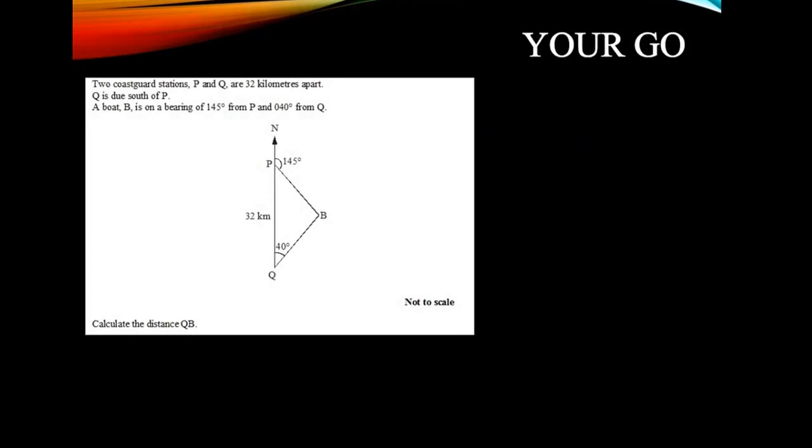Okay. If you are a higher candidate, then you can have a go at this one. This one says Coast Guard Stations P and Q are 32 kilometres apart, and we can see that information on here. Q is due south of P, so that means that this line is a perfect line going north. Boat B is on a bearing of 145 degrees from P. So here it is, 145 degrees down here, and 040 degrees from Q. We've been asked to work out the distance QB here.